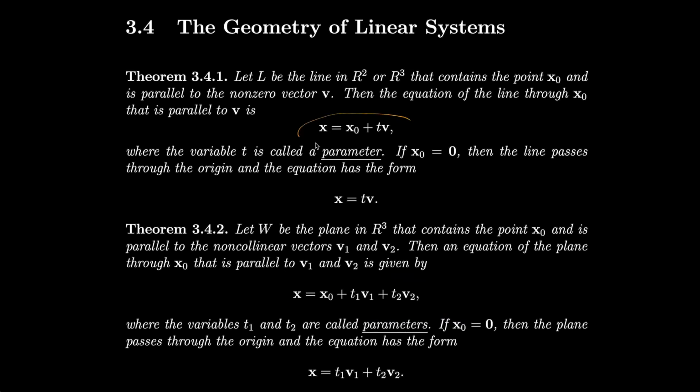So basically the same thing as the line, just add another tv, but since we have two different t's, we call one t1 and one t2, and two different v's, one v1, one v2. So the variables t1, t2 are called parameters, just like the variable t was a parameter. If x0 is the zero vector, then the plane passes through the origin, and the equation simplifies a little bit.